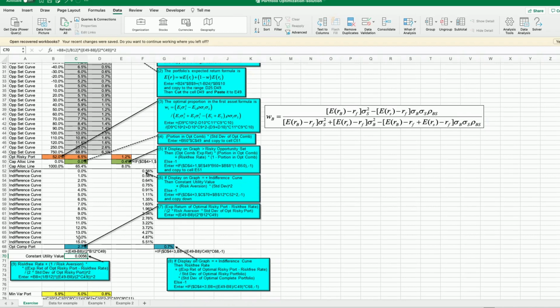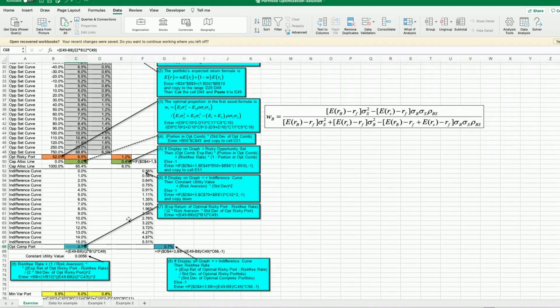So the next thing is we want to draw the indifference curve such that all of the points on the indifference curve yield the same constant utility. So how to solve that? We will need to manually set up the standard deviation here from 0% all the way to 15%, and then solve for the return of the complete portfolio. And the optimal point will be the tangency point. This again is the mathematical solution. So someone solved it for us. We just need to apply the formula here.